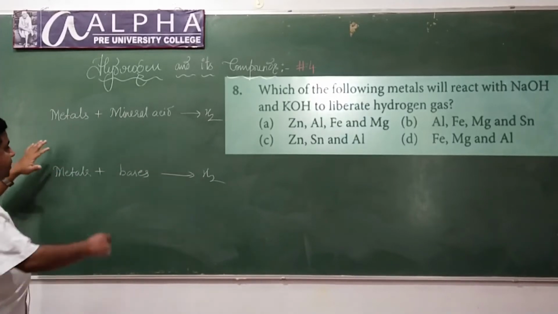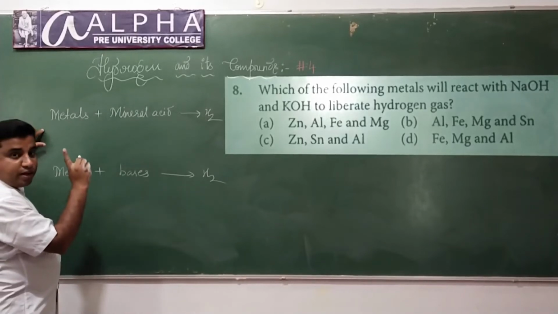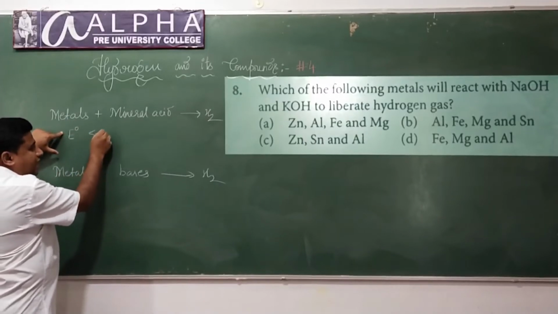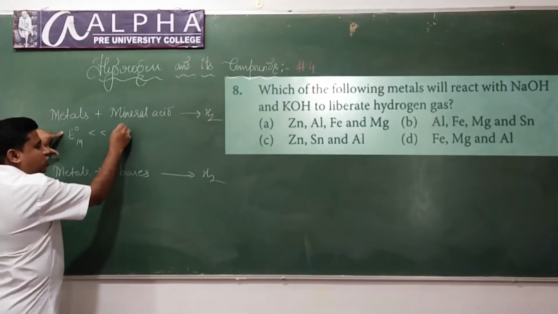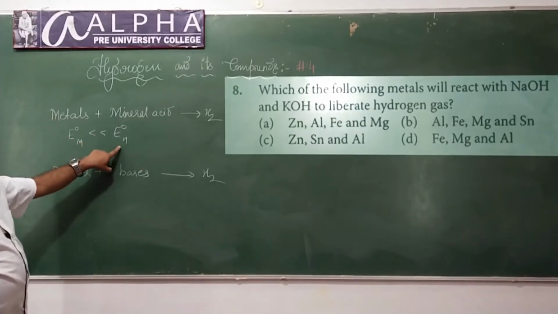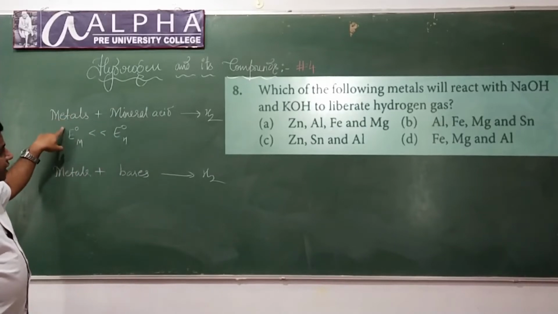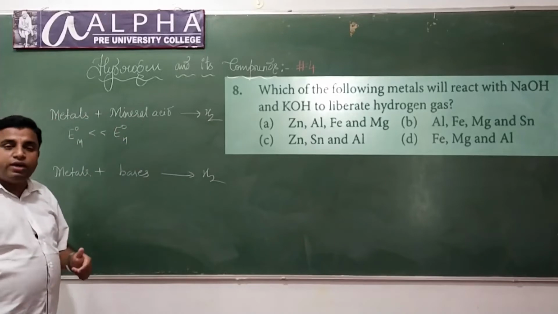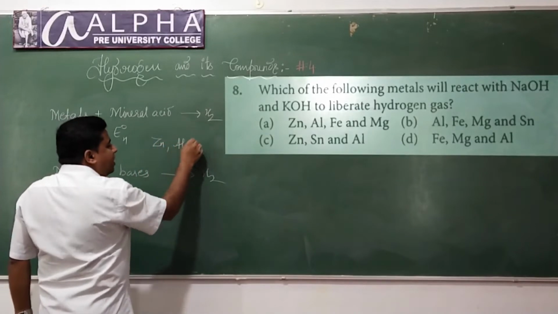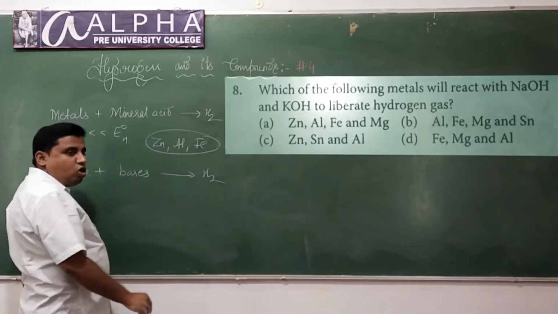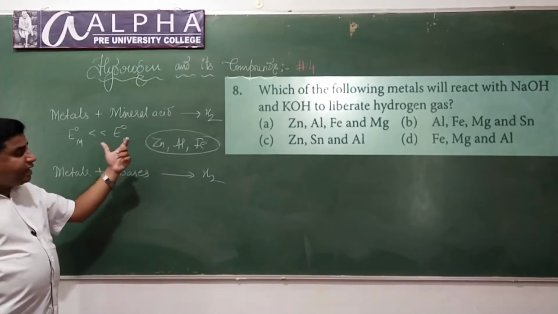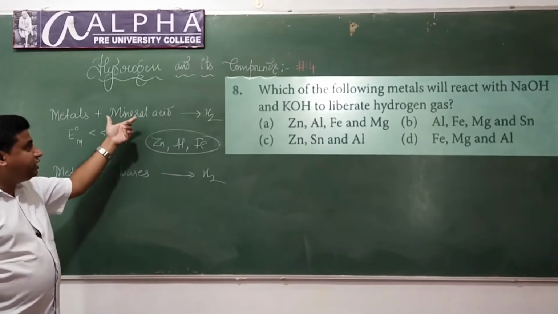I have told you this in the very beginning of my video. The electrode potential of this metal should be less than the electrode potential of hydrogen. If the electrode potential of the metal is less than that of hydrogen, then only that metal can liberate hydrogen gas when put in mineral acid. For example, zinc, aluminium, iron, all these have electrode potential less than that of hydrogen. Hence these metals can liberate hydrogen gas from mineral acids.